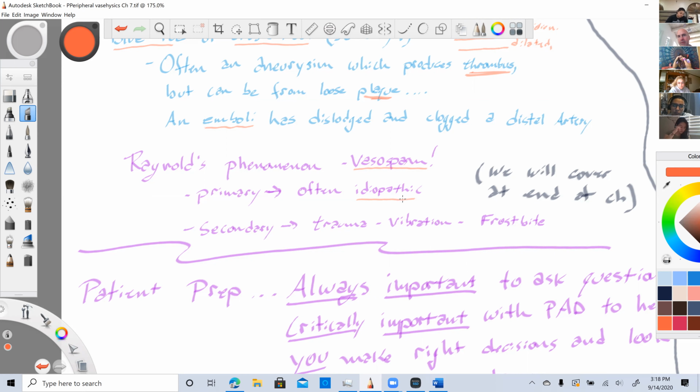We're going to swing back to Raynaud's at the end of the chapter. We just kind of mention it, it goes away, and then towards the end, it's like, oh yeah, there it is again. So that's what my notes do, and so that's what we're going to do.